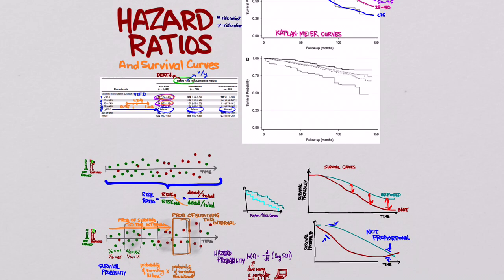I'm going to review the points again. Remember, hazard ratios are not the same as risk ratios, but they're about the same thing, right? We're going to look at the hazard ratio as a number, and if the hazard ratio is 2.5, it means that in a particular given interval, one group has a 2.5 times more likely chance of experiencing the event, in this case death, than the other group does.